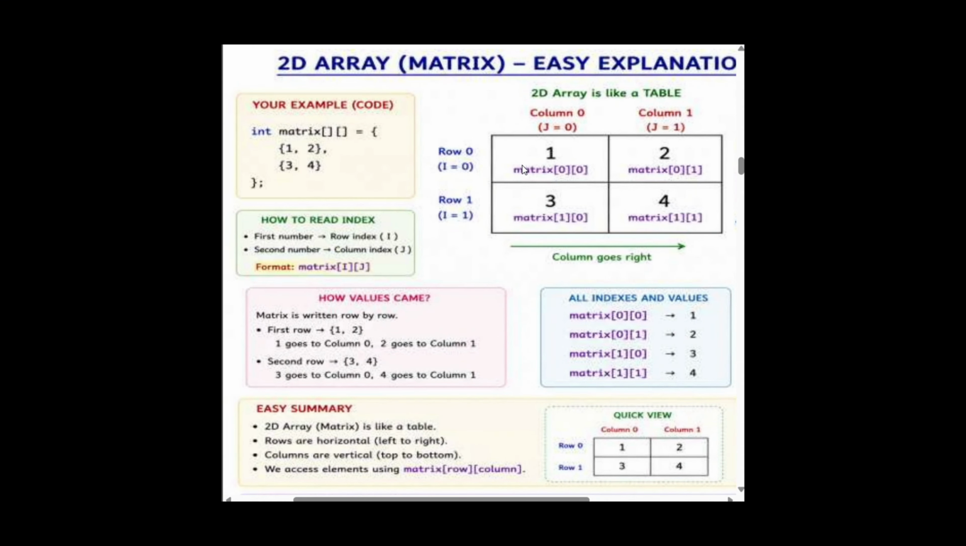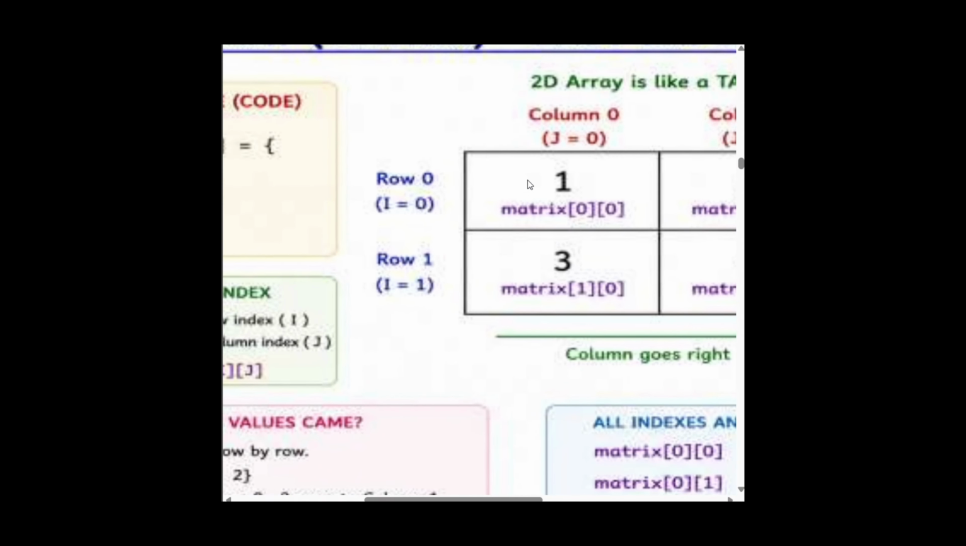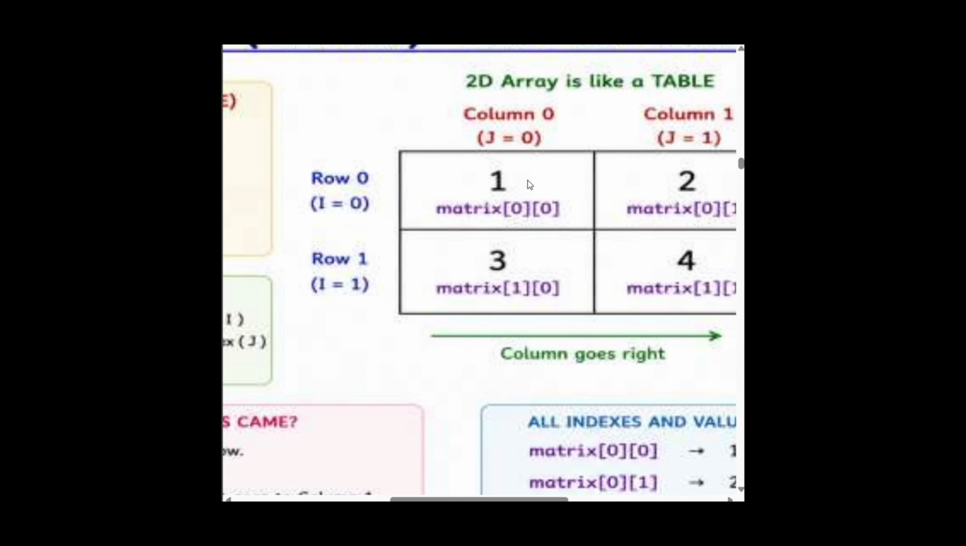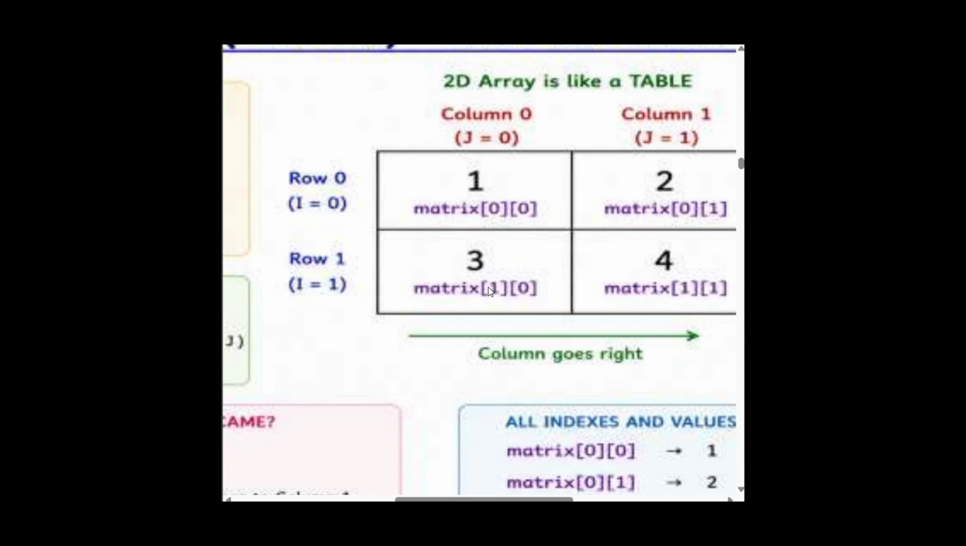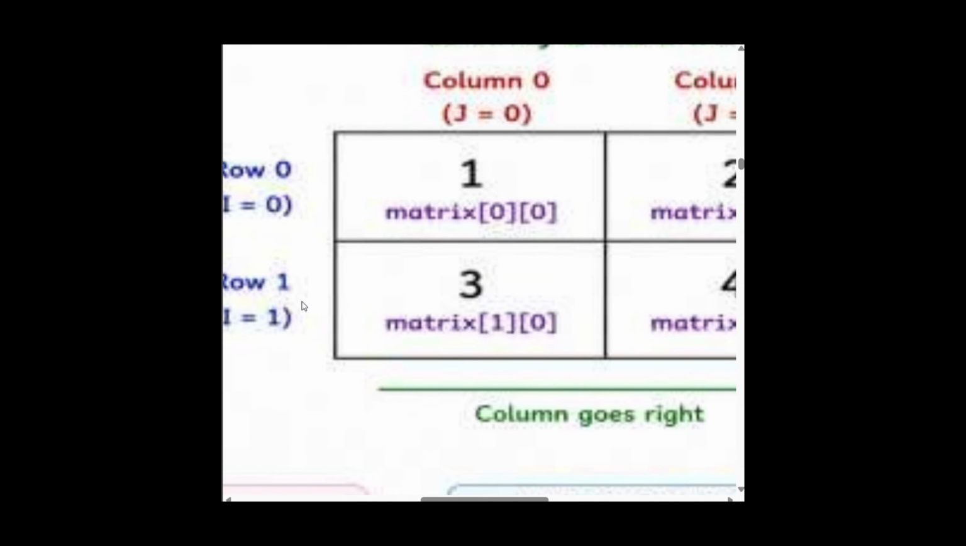So understanding rows, look at the first horizontal line. It contains 1 and 2. This is called row 0. Look at the second horizontal line. It contains 3 and 4. This is called row 1. So rows move from left to right.